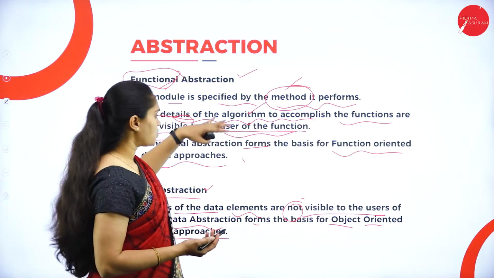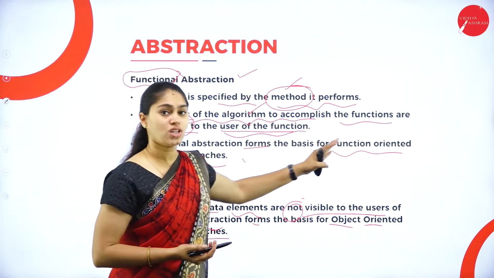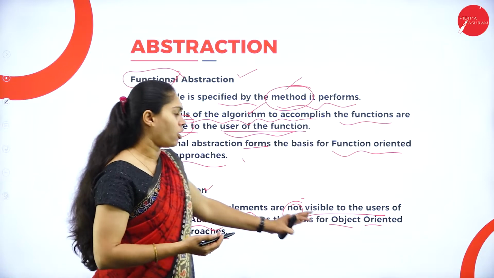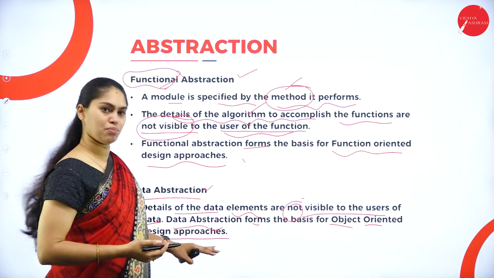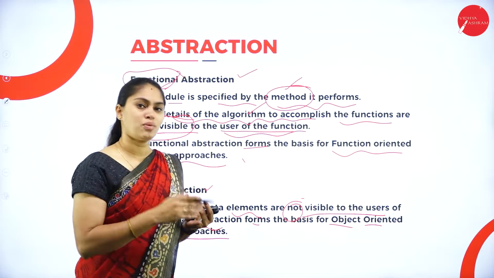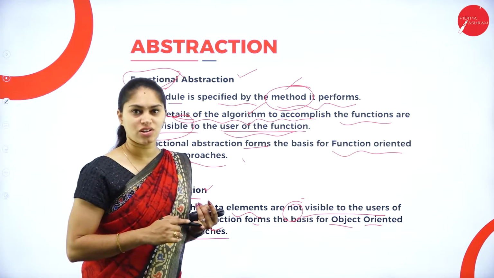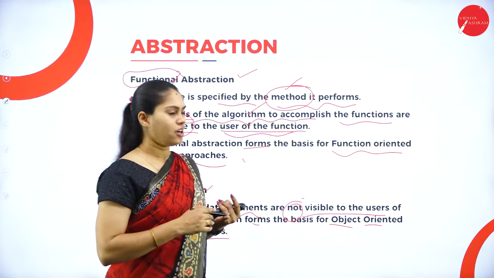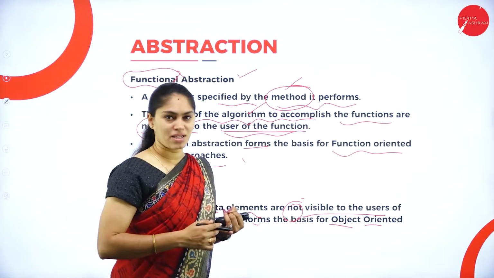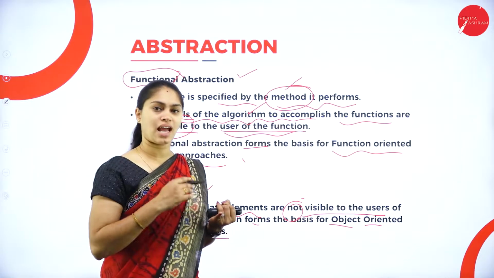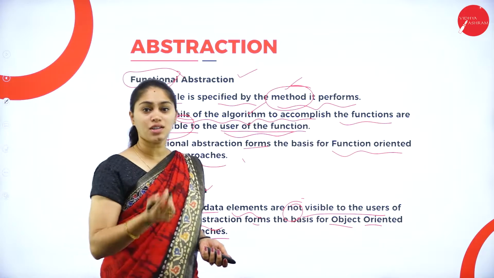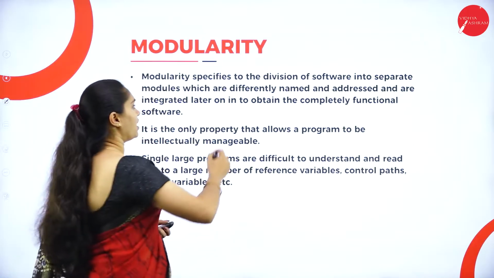So function abstraction is helpful for the function oriented design approach, and data abstraction is helpful for the object oriented design approach. This is regarding abstraction. Now we got to know about problem partitioning and its benefits, and also about abstraction, the second principle of design approach, and the types of abstraction. Next we'll see the third component, modularity.